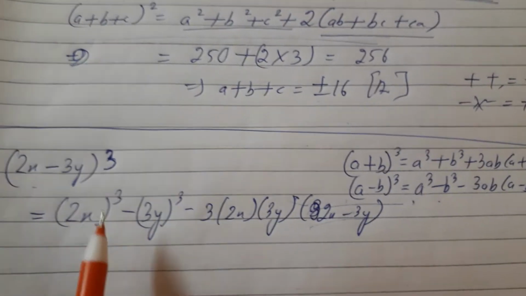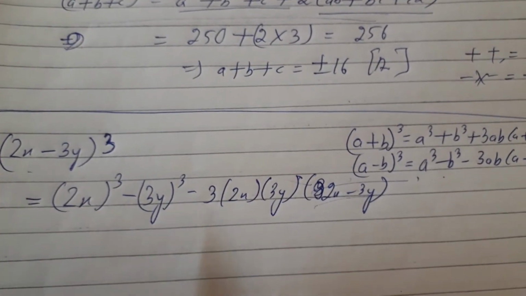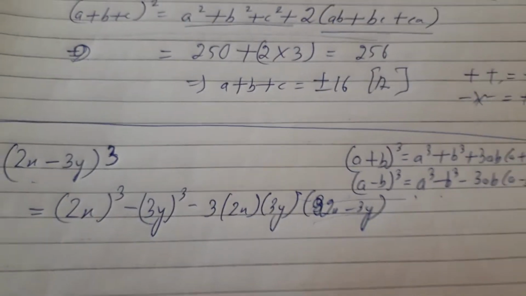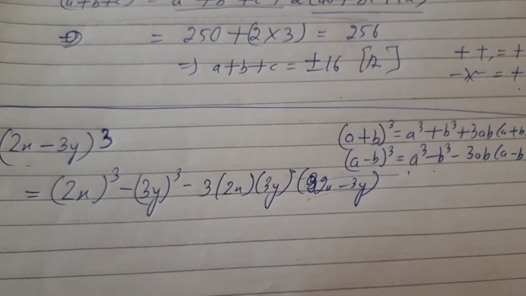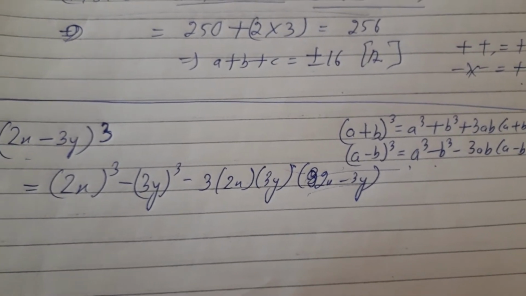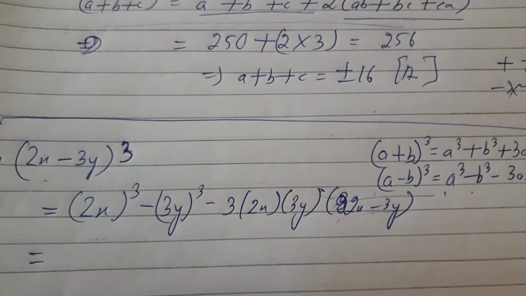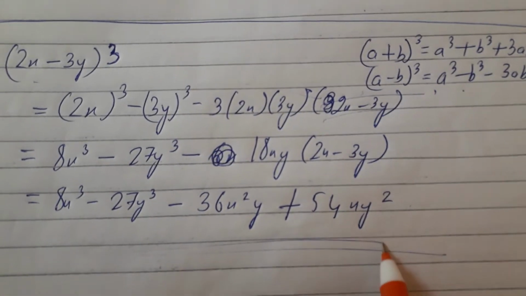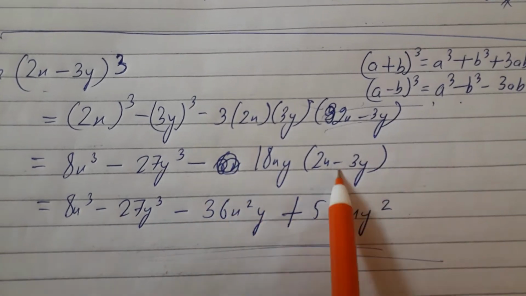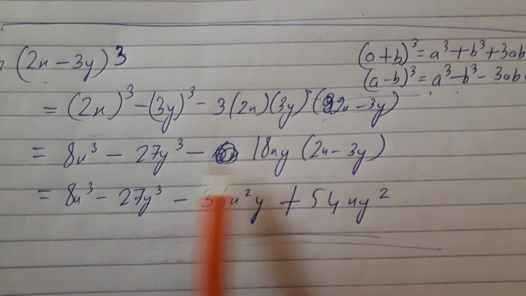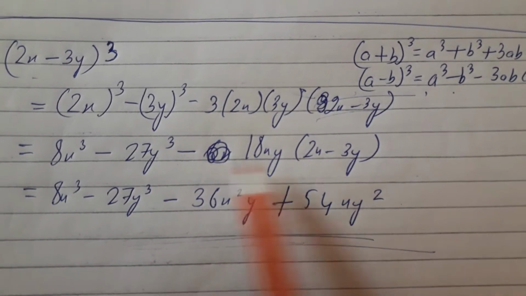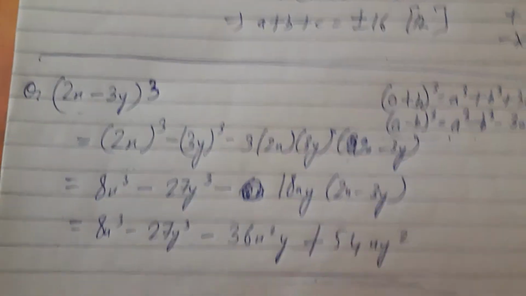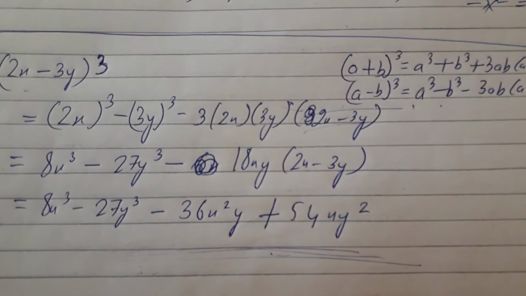You have to just identify what is the value of a and what is the value of b, and then just write it down. Then you will get your answer. After solving this you will get your answer. This minus minus will become plus. Now see the next category of question.